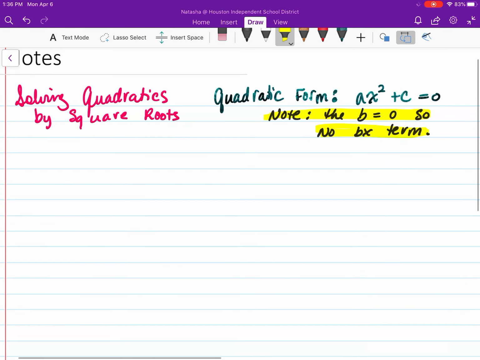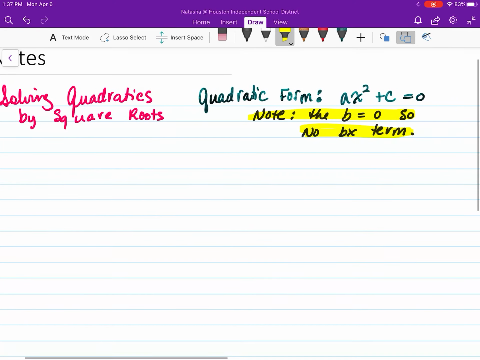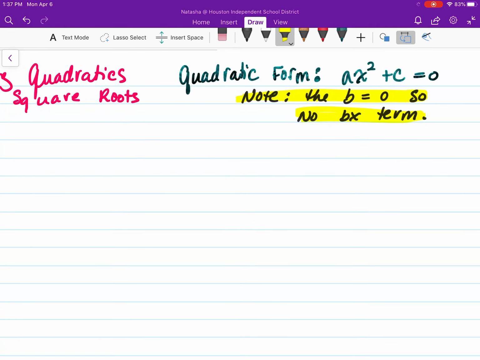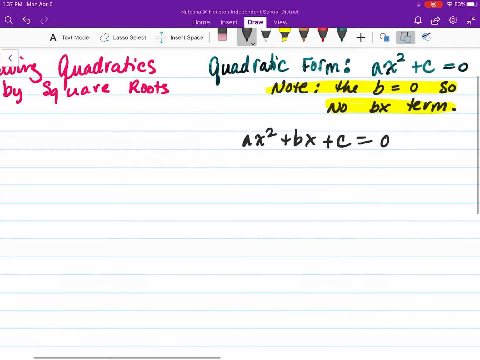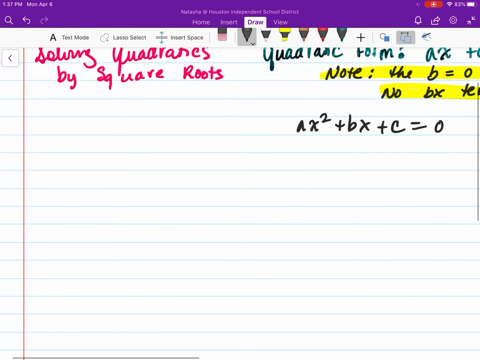Okay, so in this episode of Mathmeatics, we're going to talk about solving quadratics by taking their square roots. We can solve quadratics by their square roots when they're in the form of ax squared plus c is equal to 0. Note that the b in this case is equal to 0, so there's no bx term. If you remember, normal standard form is ax squared plus bx plus c, and that's equal to 0 or y. Okay, we have a function, all right?